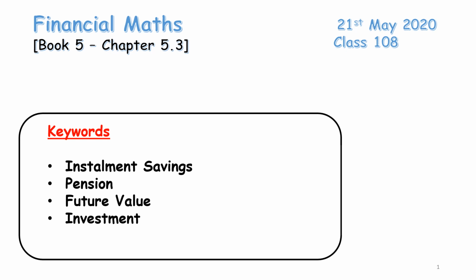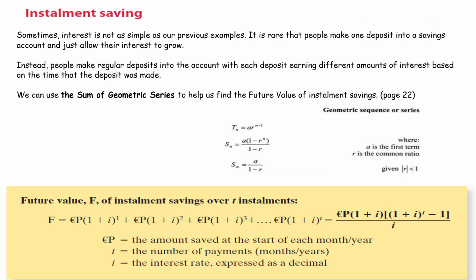Today we're going to look at installment savings. This is where you save in pieces or installments. The most popular installment savings that we have is a pension saving account, so we'll look at that in a bit more detail. We're still looking at this idea of future value, everything we've built on in the last few days, and we're talking about investments. So, installment savings.